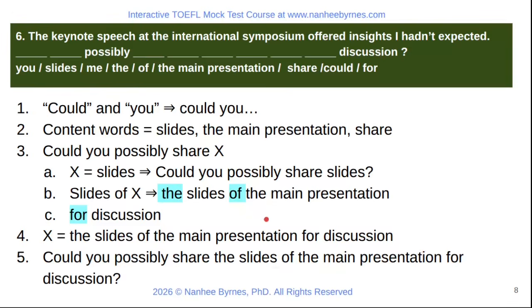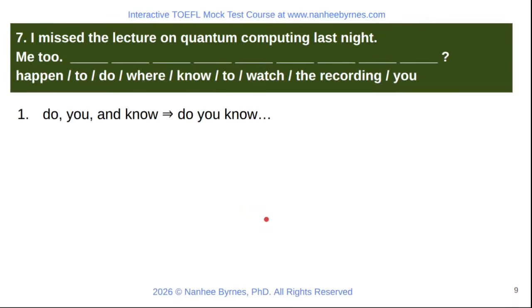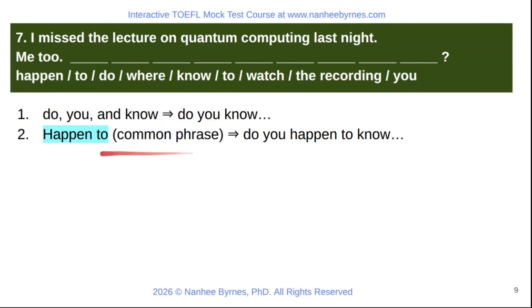The first person says they missed the lecture on quantum computing last night. The second person is asking for information, and we see do, you, and know. So this must be an information question. Do you happen to know? Happen to know is a common phrase that makes the question polite. Do you happen to know?